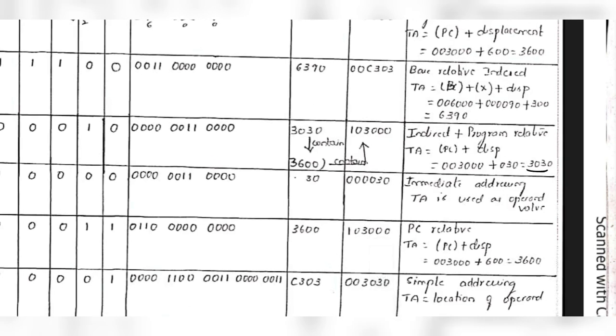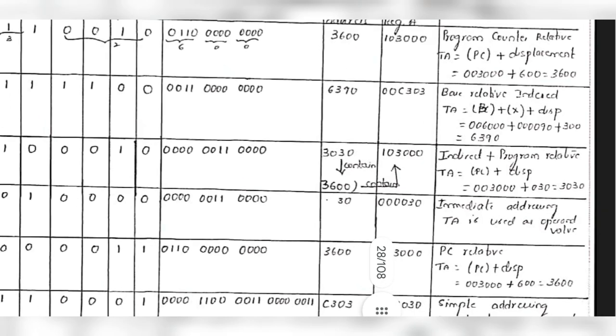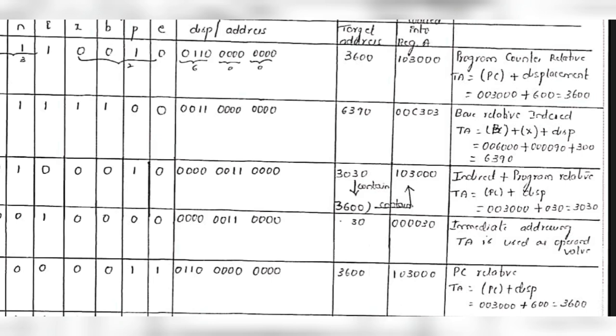Like we got 3030. So for now, just keep in mind how to calculate the target address. Then in the next step we will be discussing what this target address means.